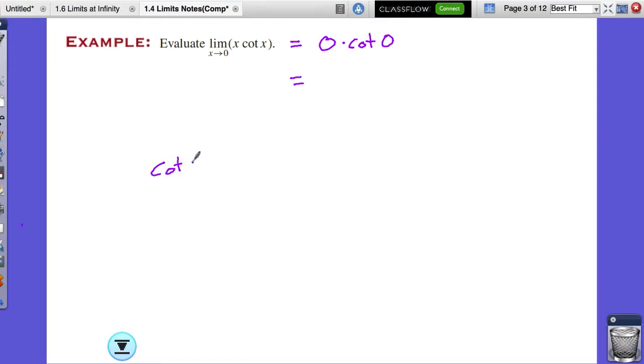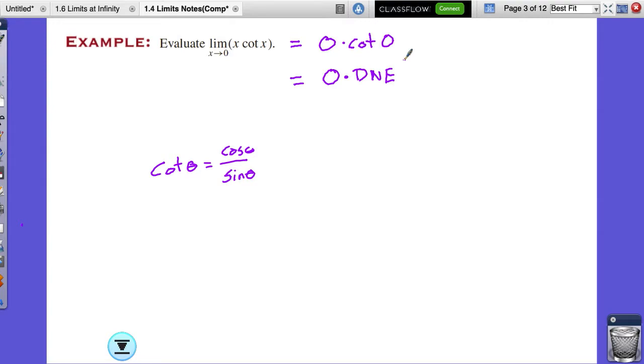The easiest way to think about it is that cotangent is equal to cosine over sine. And since it's at 0, sine is 0, that would make me have a 0 in the denominator, and so it doesn't exist. So we got 0 times does not exist. Well, what is that? Is that 0? Is it does not exist? What is that?